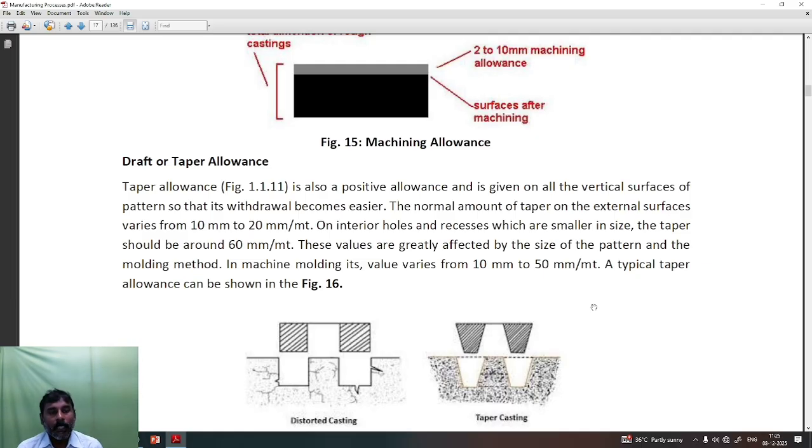Then draft allowance. The draft allowance is given on all the vertical surfaces of the pattern so that its withdrawal becomes easier. The normal amount of taper on the external surfaces varies from 10 mm to 20 mm. On interior holes and pockets which are smaller in size, the taper should be around 60 mm. These values are greatly affected by the size of the pattern and the molding method. In machine molding, its value varies from 10 mm to 50 mm. The typical taper allowance is possible.